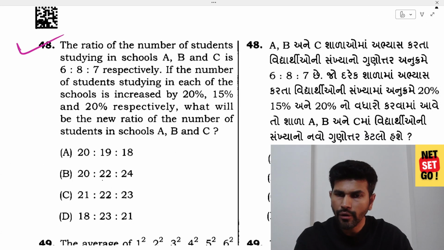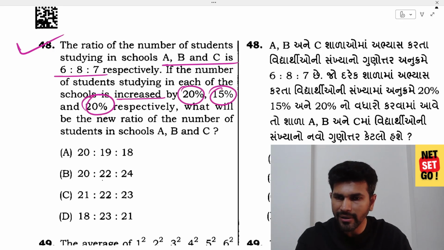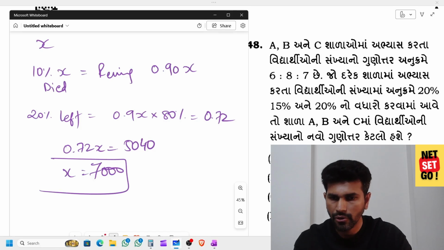Next, the ratio of the number of students studying in schools A, B, C is 6:8:7. If the number of students studying in each of the schools increased by 20, 15, and 20% respectively, what will be the new ratio of the number of students in schools A, B, C?